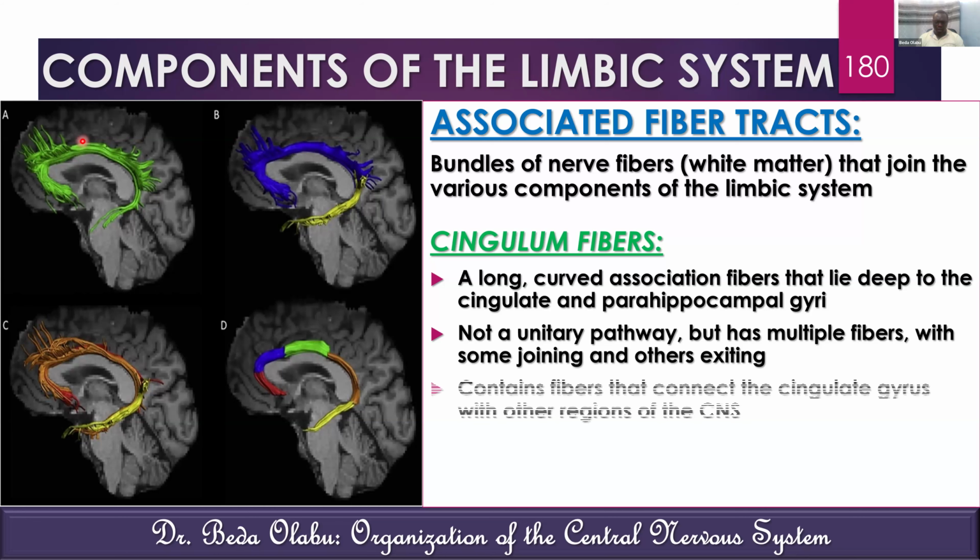So it contains fibers that connect the cingulate gyrus with other regions of the cerebral cortex, and also, of course, merging into the parahippocampus. So this image shows you the fibers joining and leaving, but they all constitute the cingulum, with others actually going round. The ones that go round are actually headed to the parahippocampal gyrus.